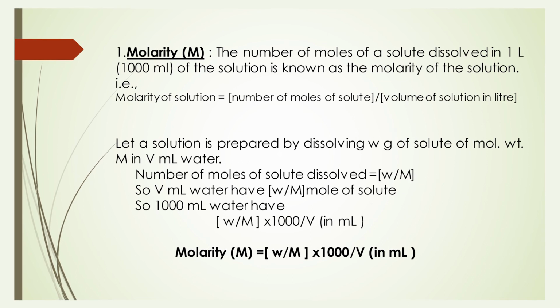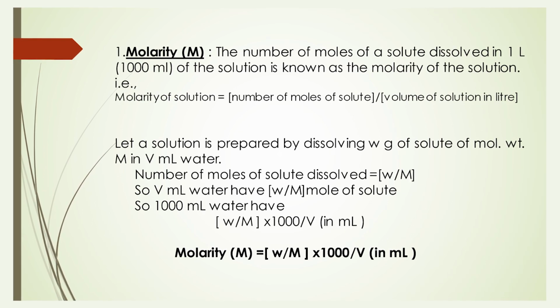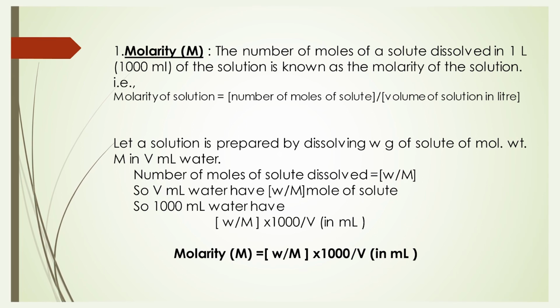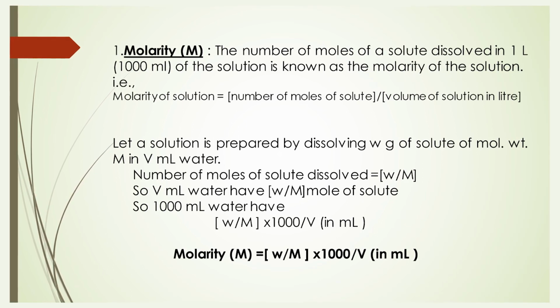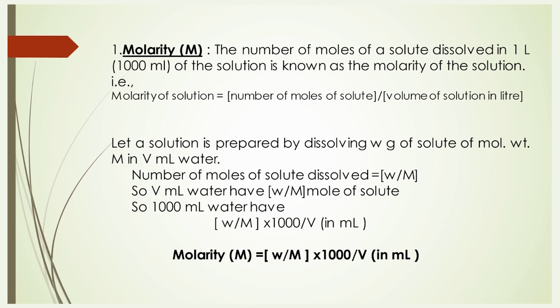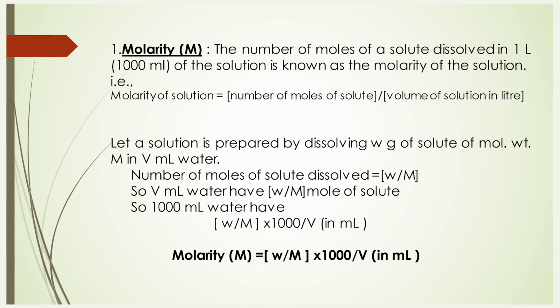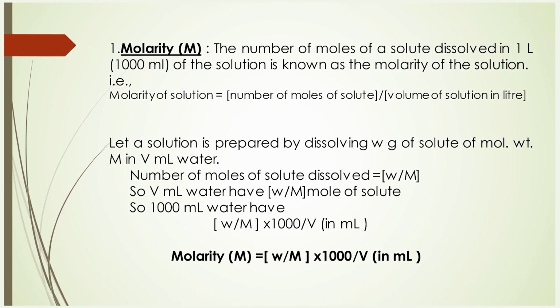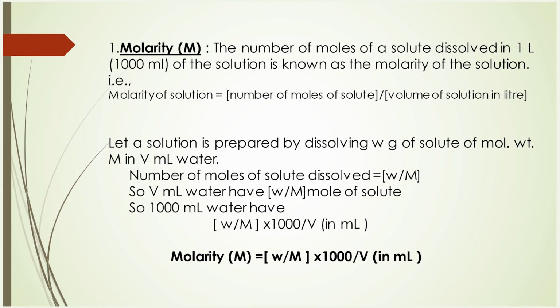Now, calculate the molarity of the solution. How to calculate the molarity? First, calculate the number of moles: 2 gram divided by 40 gram per mole. 40 gram per mole is the molar mass of NaOH, so that is 0.05 mole.